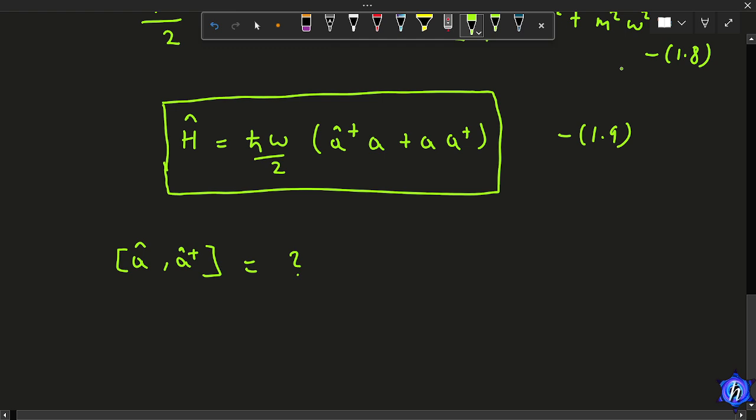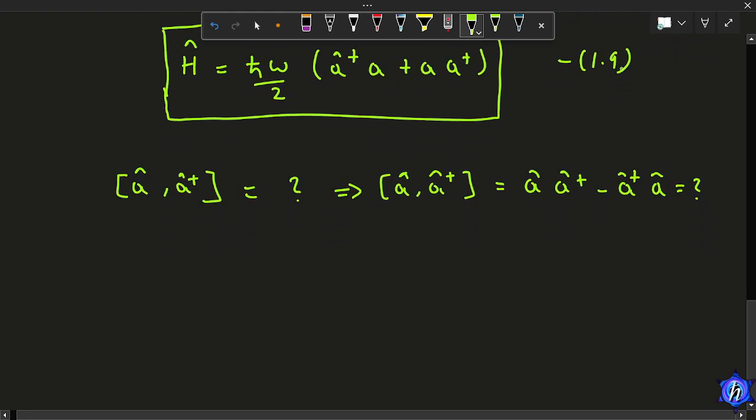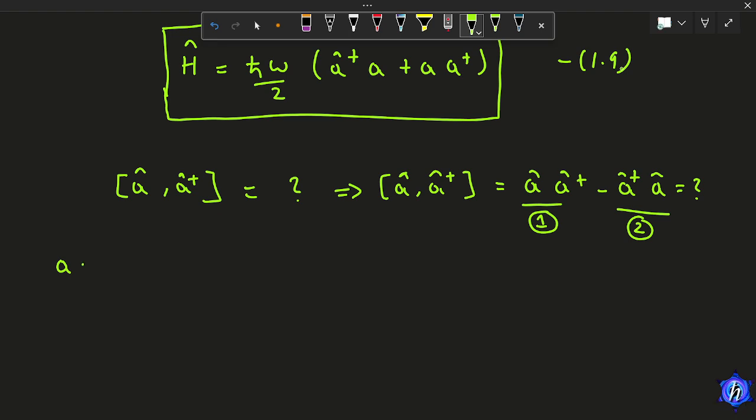We want to find this. We can actually write the commutator of A, A dagger to be equal to A A dagger minus A dagger A, and we want to find what this is equal to. We can do that. We'll go step by step, so I won't be rushing. We'll calculate this term first and this term second, and then we'll subtract them and get the answer.